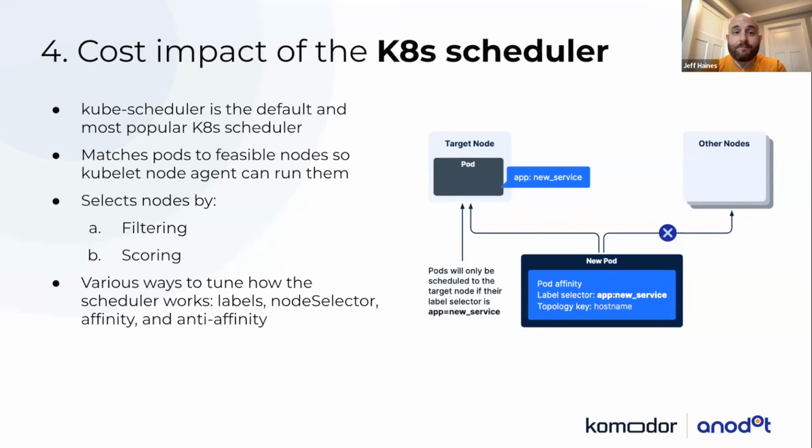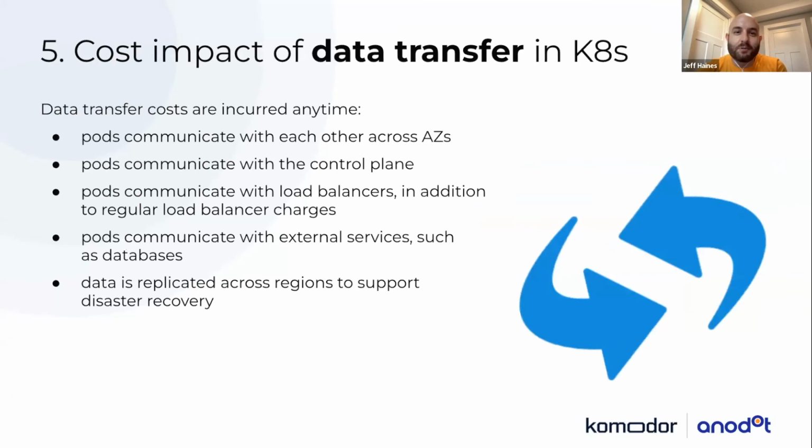Your Kubernetes clusters are deployed across AZs, availability zones, and regions to strengthen resiliency. However, data transfer costs are incurred anytime pods deployed across AZs communicate in the following ways. When they communicate with each other across AZs, when pods communicate with the control plane, when pods communicate with load balancers, in addition to regular load balancer charges, when pods communicate with external services like your databases that might be external, and when data is replicated across regions to support disaster recovery.